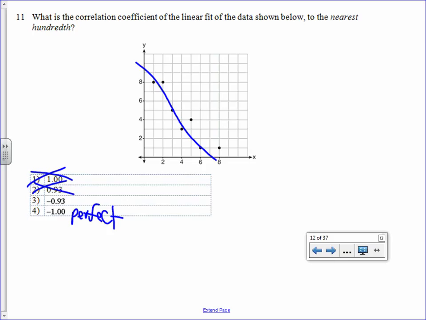This is not a perfect line. These points do not make a perfect line. It's good. It's going to be close to negative 1. So your only option left is negative 0.93.